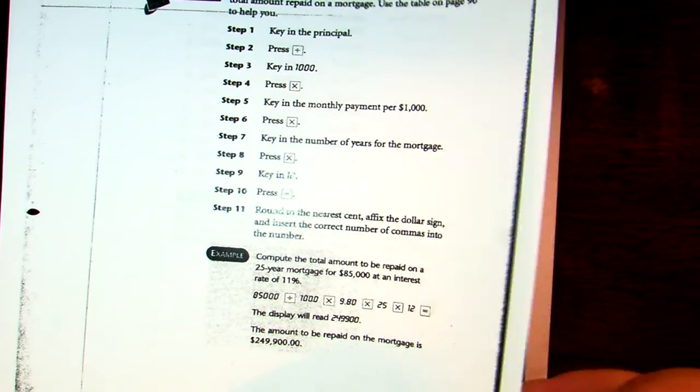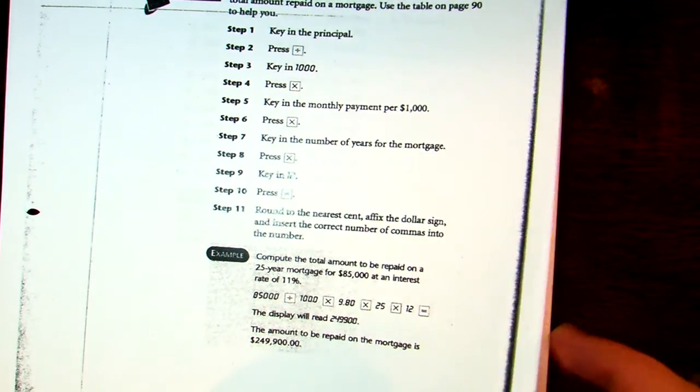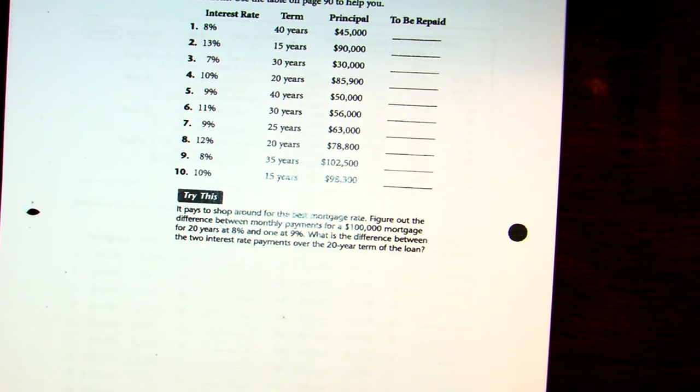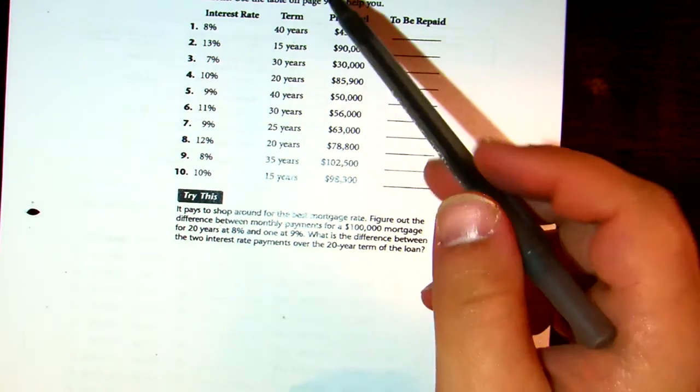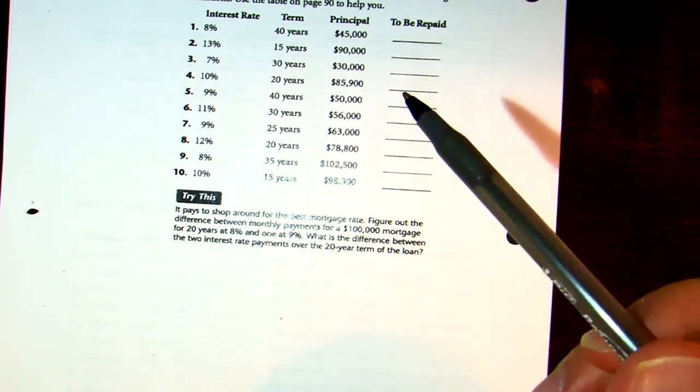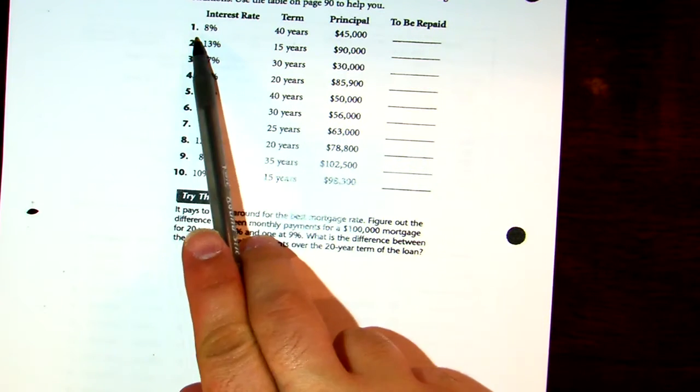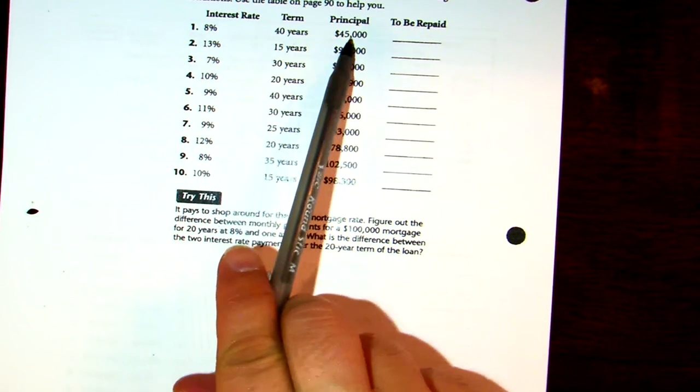Okay, moving on. We're not going to worry about this calculator exercise. Now if you look at this part here, 1 through 10, it's the same thing: 8% at 40 years with a 45 principal.